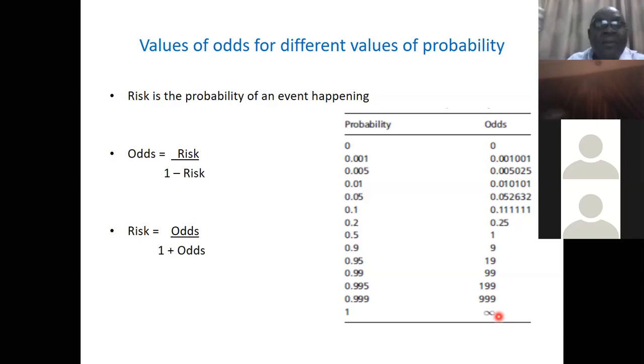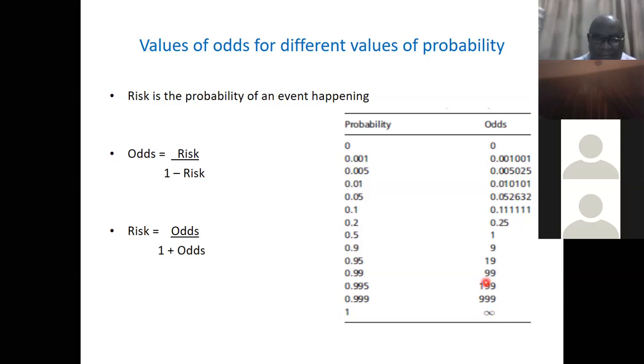Is it 1.5? Yes, you said it should be 1.5. Any other person? I got 1.5 initially, because it's 0.6 over 0.4. The odds can be more than 1. Okay, odds can be more than 1. Yeah, thank you. That is what I want to bring out. So odds can be more than 1. In fact, it can go to infinity. It is from 0 to infinity.